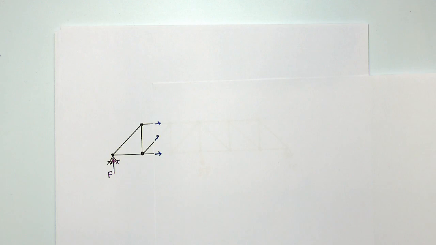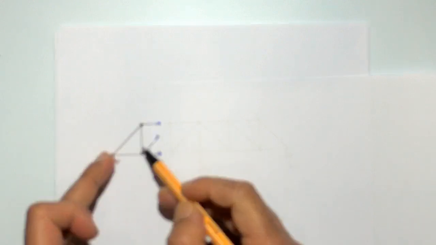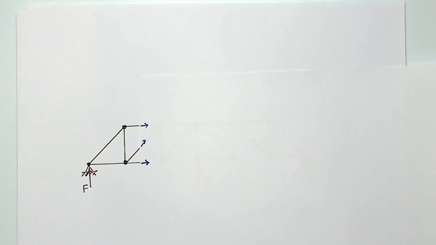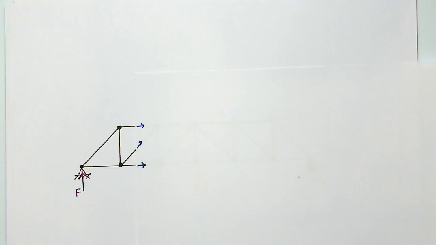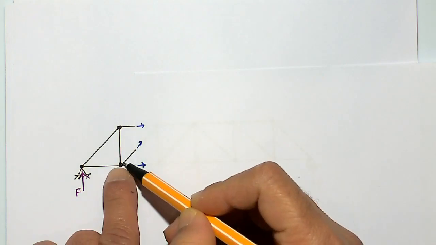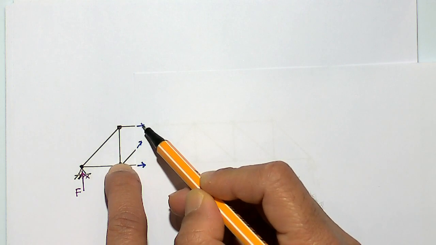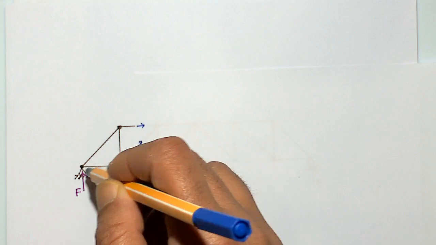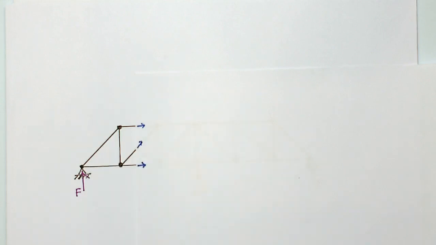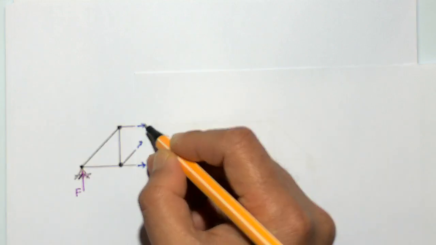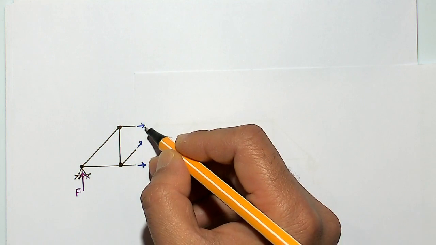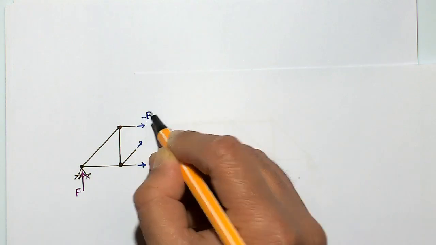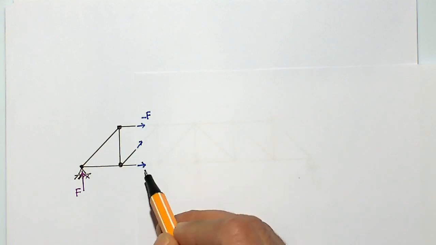Now, if these angles are 45 degrees, I mean, this distance is equal to the top one, what do you think the forces would be from the top and the bottom? So if I take moment about this point, then this force times that distance would be same as this F times this. So what would this force be, you think? Minus F. So this force is minus F. What about this force?